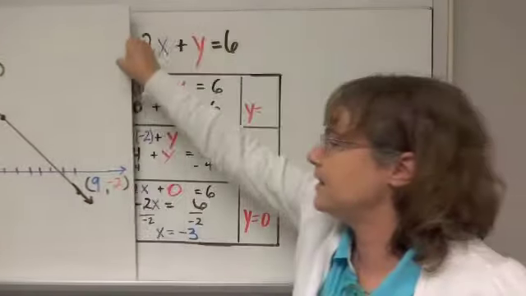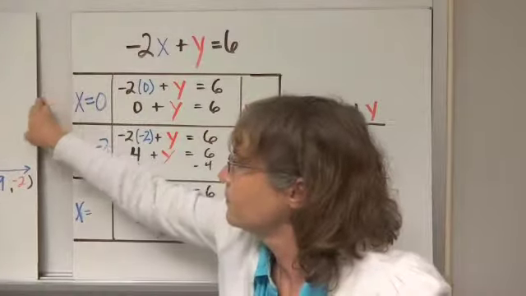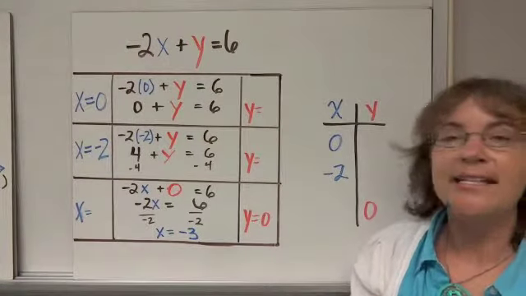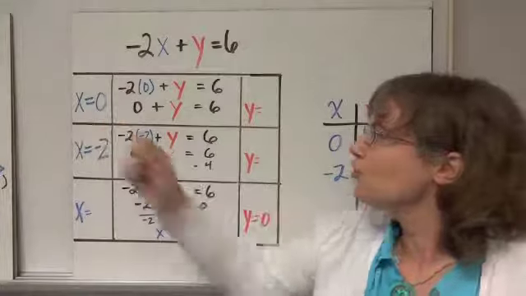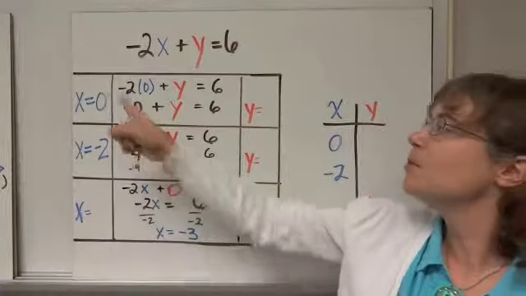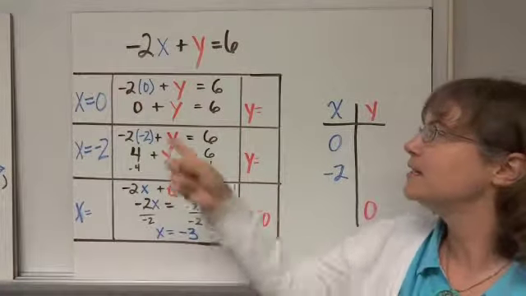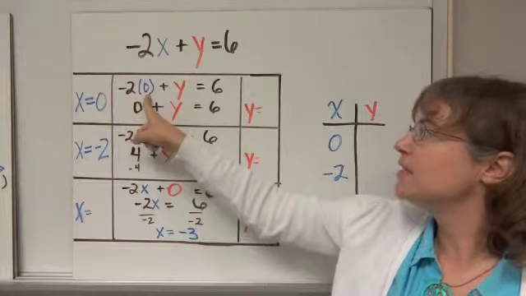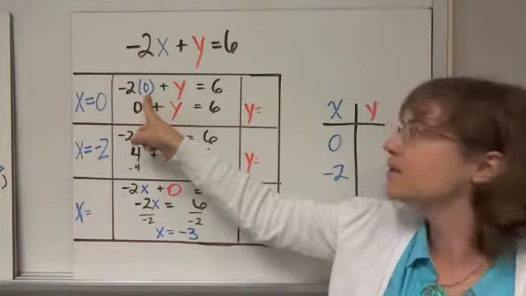Let's take a look at another example. Negative 2x plus y is equal to 6. And again, I'm going to choose some values for x right here. I'm going to choose 0 again because I like that for my calculations. So instead of x right here, I'm going to substitute 0 and figure out what y is equal to.